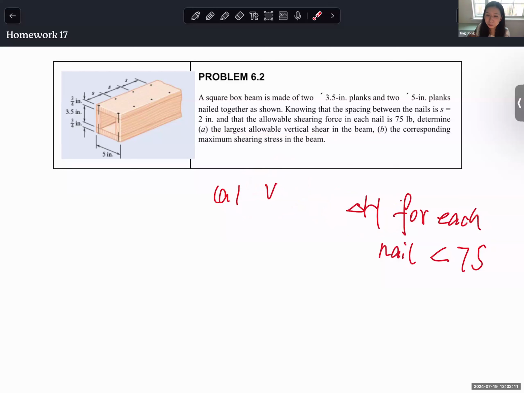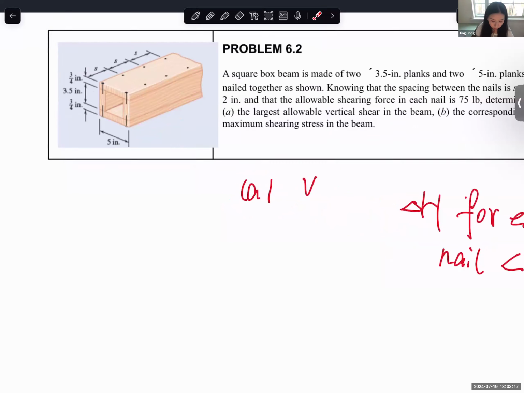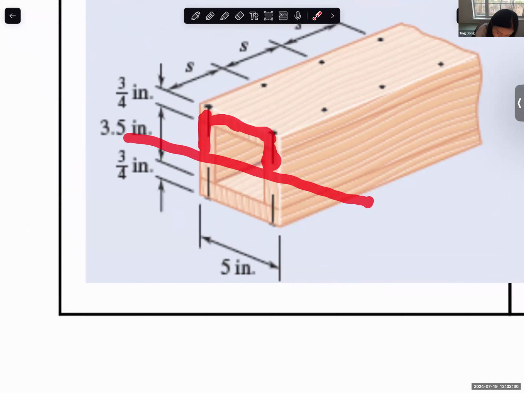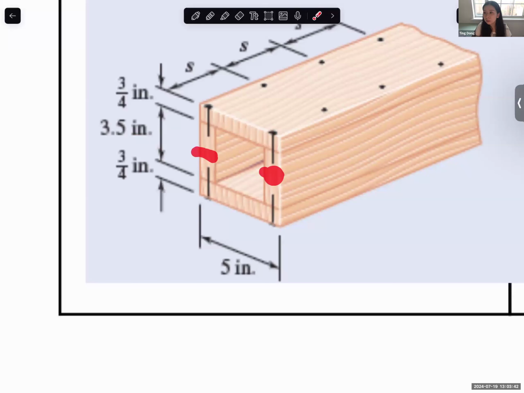The corresponding maximum shear stress in the beam is not about the nails anymore. I just want whatever the maximum shear stress in the beam is. So where should I consider for maximum shear stress? As I said, it's always maximum at the neutral surface. So you can take this area for calculating Q or A, right? And divide by thickness. Thickness here is equal to this one plus this one. So VQ divided by It, you get the maximum shear stress. You just need to realize that maximum shear stress is at the neutral surface. It's not related to the layers anymore.